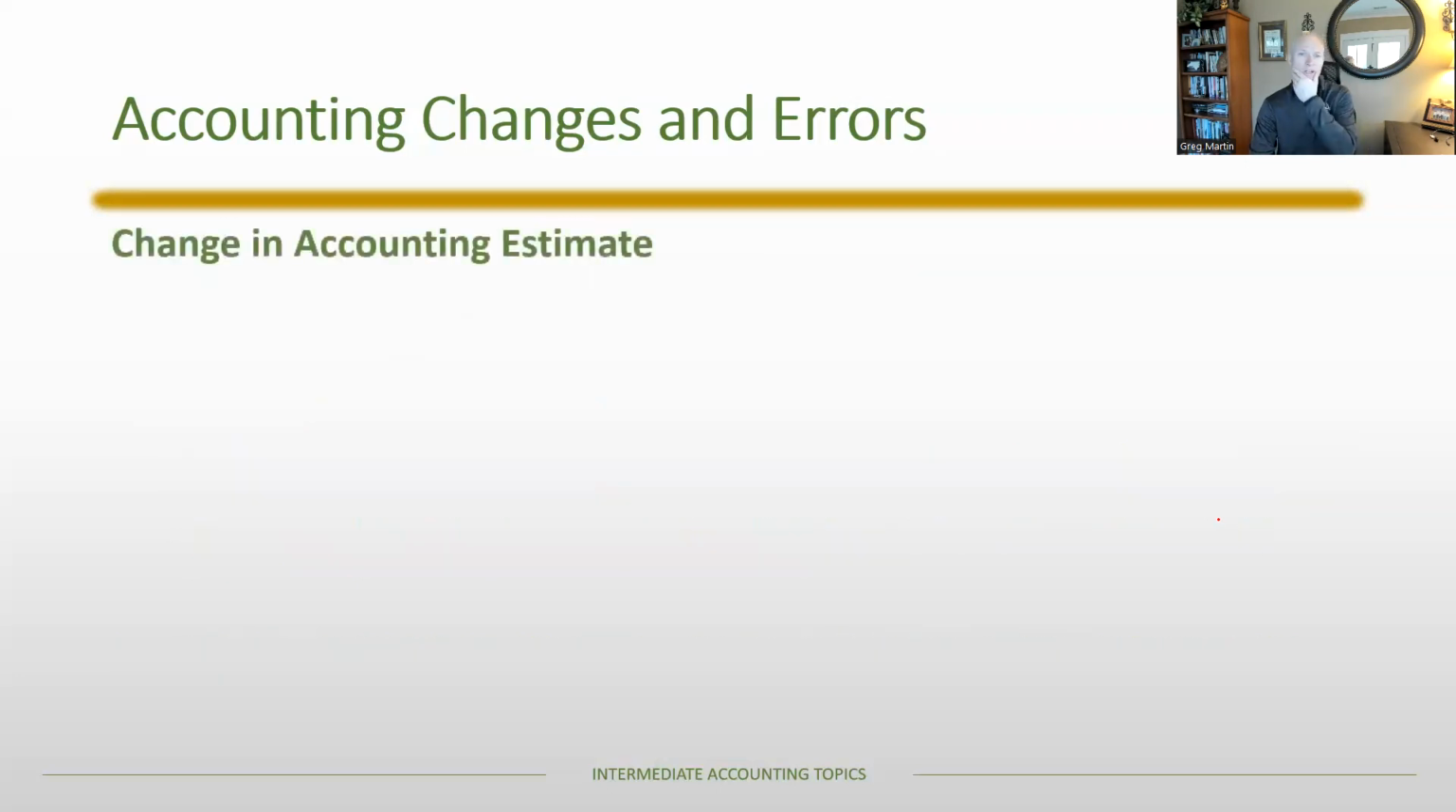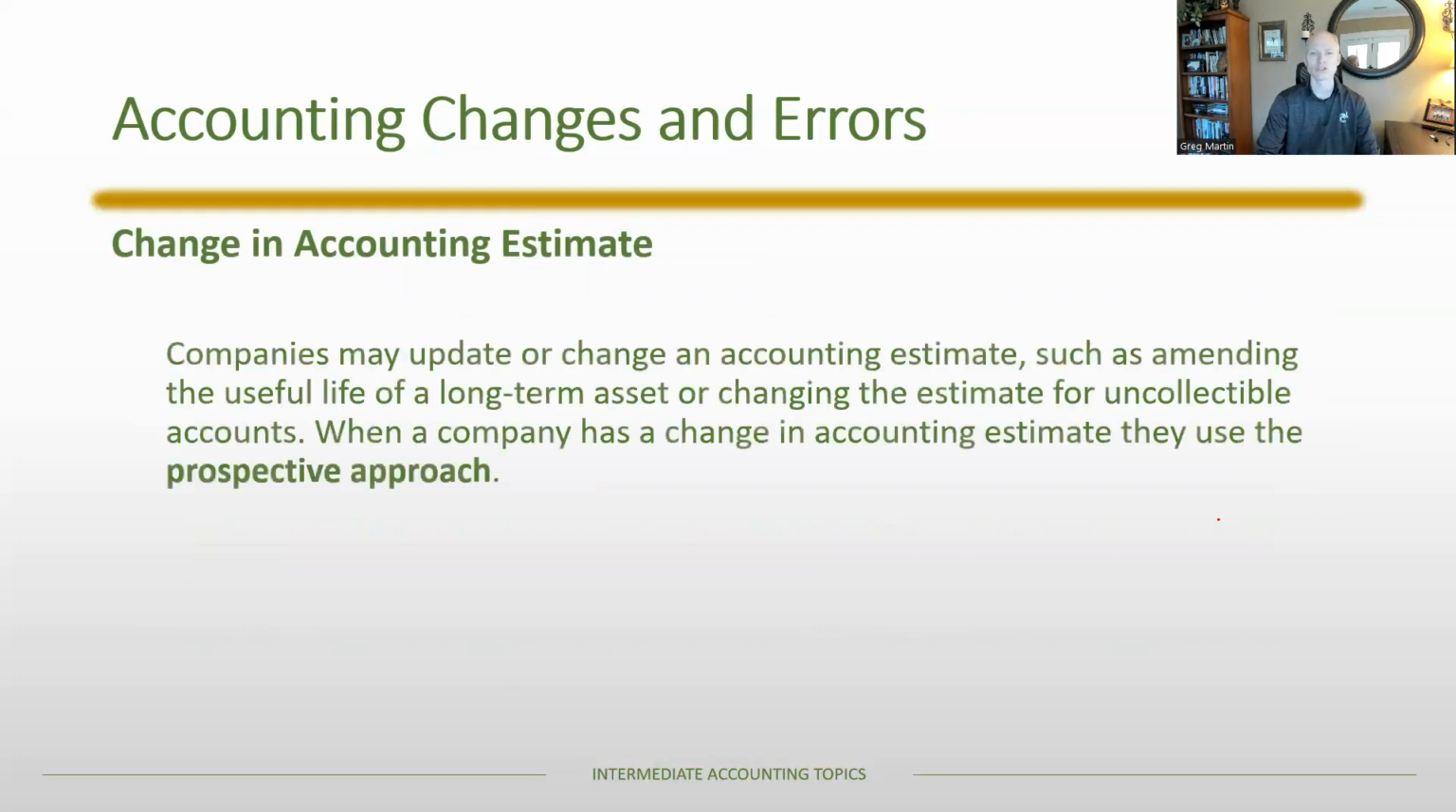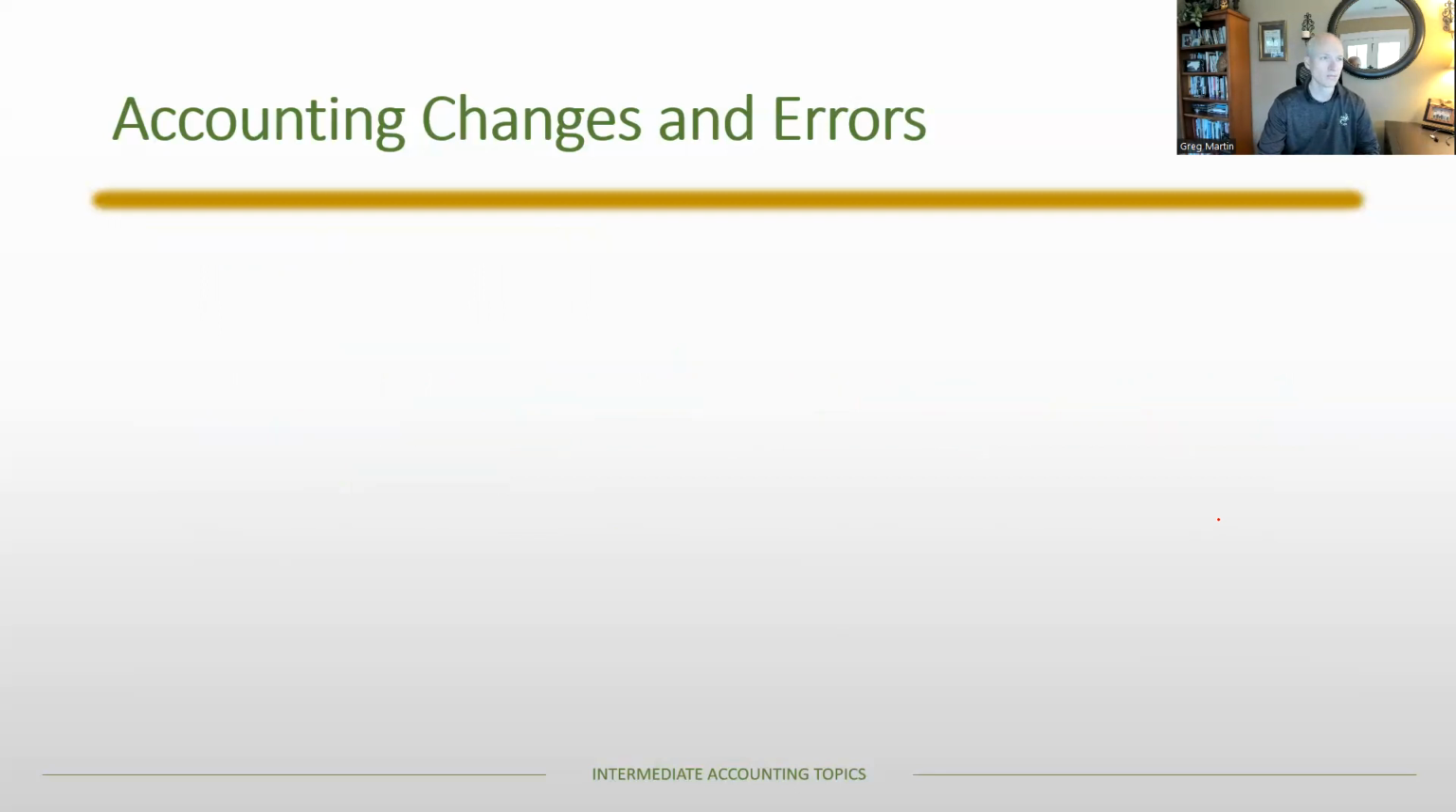All right, so next we're going to talk about changes in accounting estimate. That's another type of change. Certain things like the useful life of long-term assets, or we talked about the uncollectible accounts. You could change the way that you estimate that. Anytime you make a change in estimate, there's only one way that you do it, and that's the prospective approach, which, if you recall, means you don't go back and restate anything. You don't make adjustments to retained earnings. You just use the new method going forward. Whenever you change your estimate, you just use that new method as you go forward. Don't worry about restating anything. Just march on using that new method.